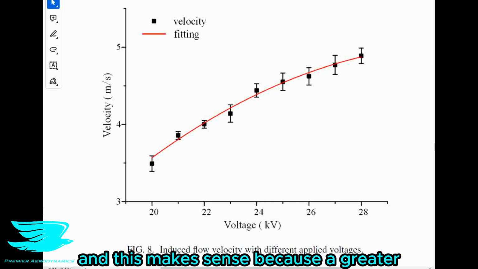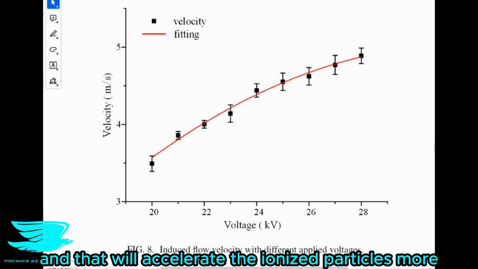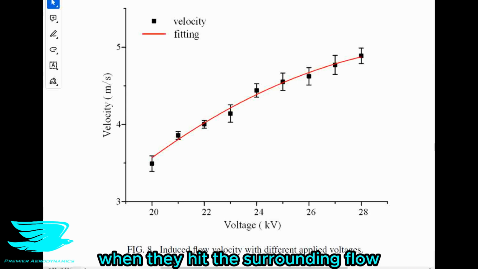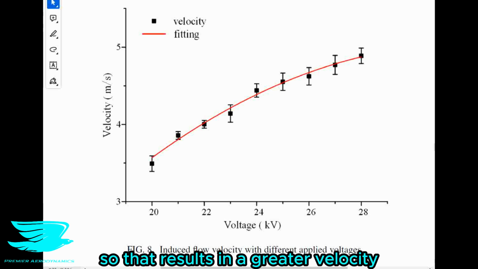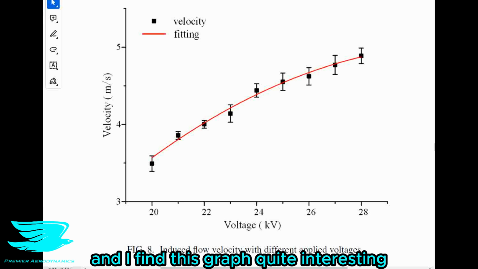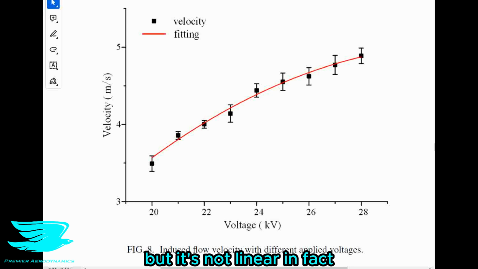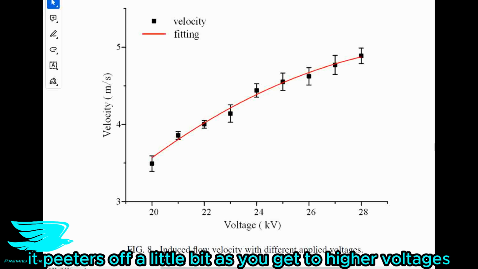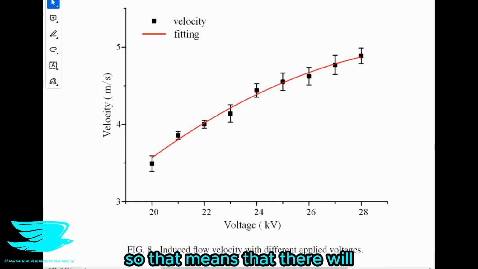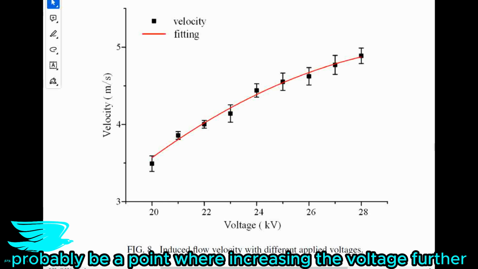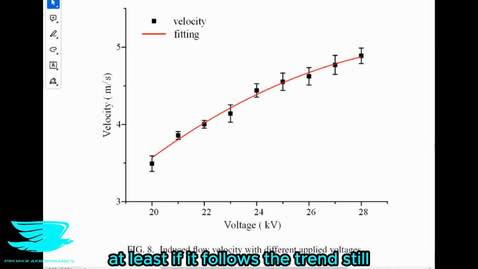And this makes sense because a greater voltage means that the electric field will be stronger, and that will accelerate the ionized particles more. Hence, these particles will have more kinetic energy when they hit the surrounding flow, and thereby impart more kinetic energy to them. So that results in a greater velocity. And I find this graph quite interesting. It shows that yes, increasing the voltage does increase the velocity, but it's not linear. In fact, it peters off a little bit as we get to higher voltages. I mean, the slope reduces a little as you increase the voltage. So that means that there will probably be a point where increasing the voltage further won't increase the velocity anymore, at least if it follows this trend still.